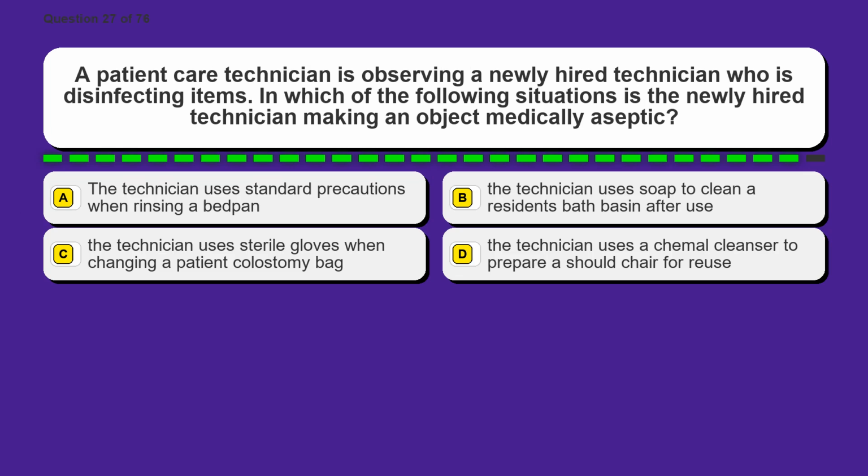Question 27. A patient care technician is observing a newly hired technician who is disinfecting items. In which of the following situations is the newly hired technician making an object medically aseptic? Option A, the technician uses standard precautions when rinsing a bedpan. Option B, the technician uses soap to clean a resident's bath basin after use. Option C, the technician uses sterile gloves when changing a patient's colostomy bag. Option D, the technician uses a chemical cleanser to prepare a chair for reuse.